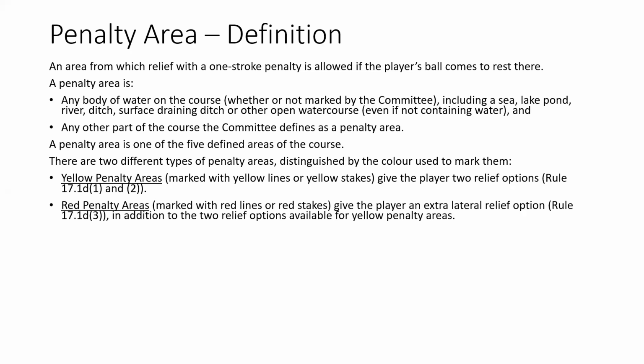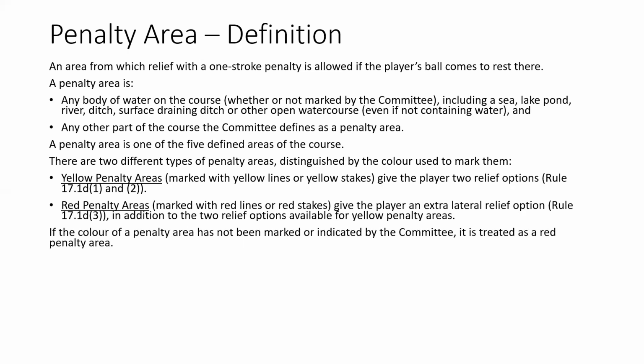If they are yellow, we're going to use yellow lines and yellow stakes, obviously, and the player is going to have 2 relief options for penalty. If it's red, use red, and then we have those 2 as well as a lateral relief option, or a 2 club length option. If there are no stakes, or the stakes don't have a color, I guess, they would be defined as red.